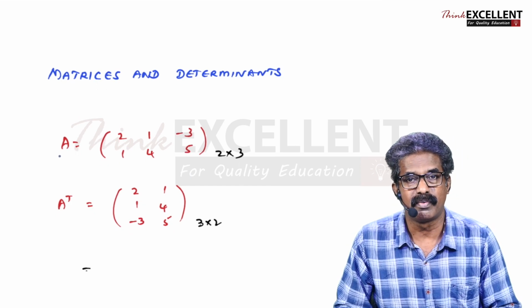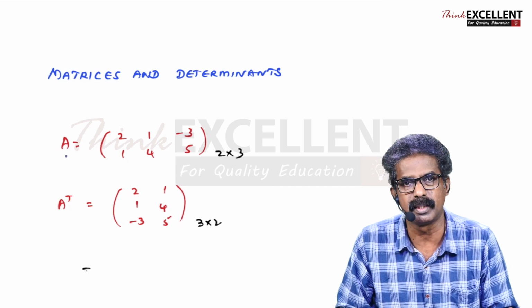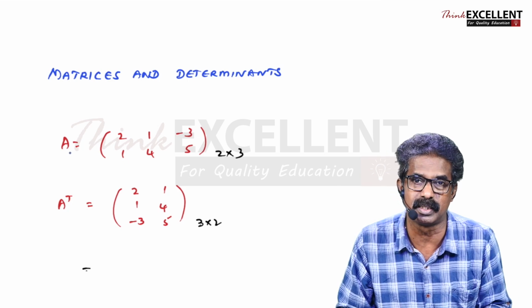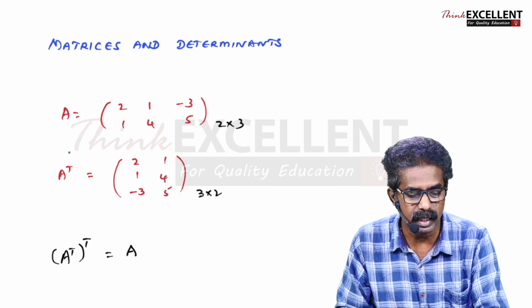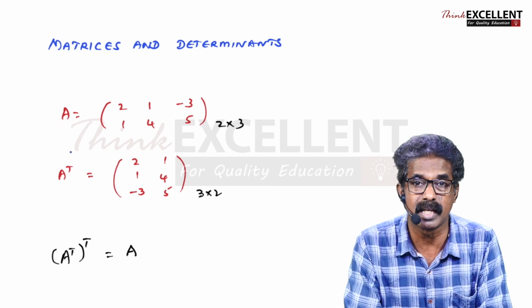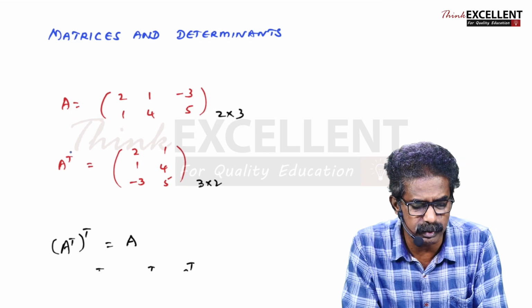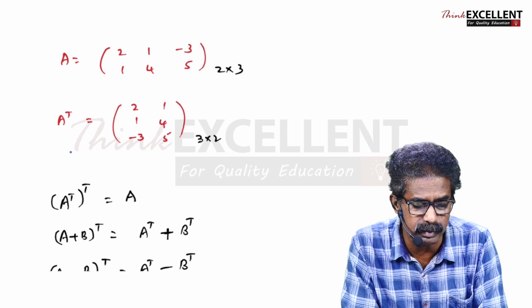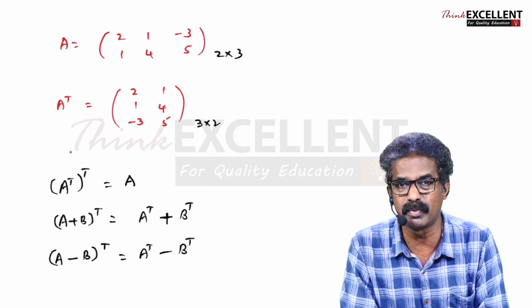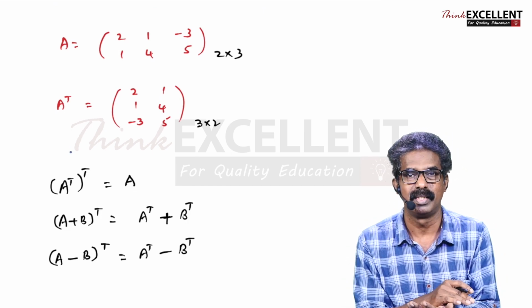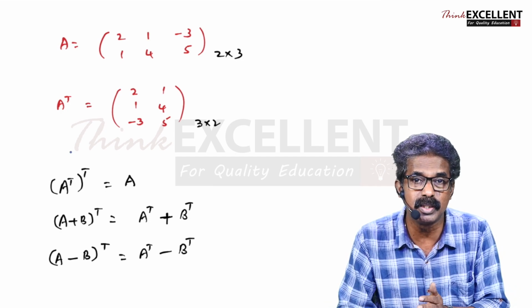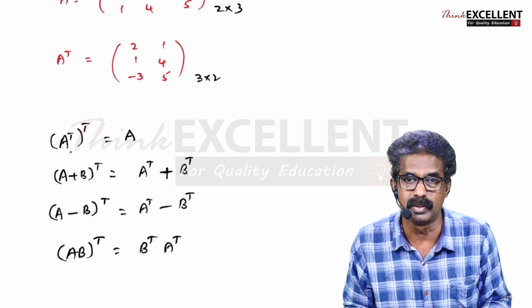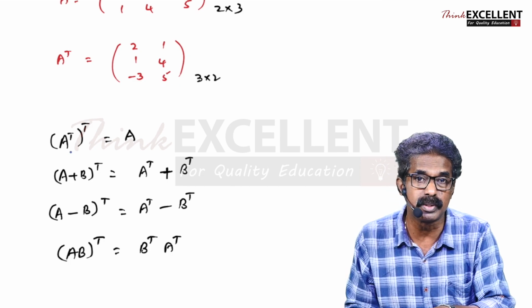Some of the properties of transpose, very simple properties. If you take transpose two times, you will get the original matrix, right? A transpose, the whole transpose, is equal to A only. Then for addition, A plus B transpose, separately you take A transpose plus B transpose. Same way for subtraction also. A minus B transpose is A transpose minus B transpose. Multiplication alone you have to be very careful, right? You have to reverse the order. AB transpose is B transpose into A transpose. You can't change the order because you know it is not commutative. So AB transpose is B transpose into A transpose.